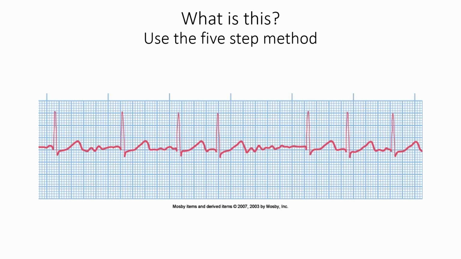Okay, so the first thing we're going to look at is what is my rate. So let's see. 1, 2, 3, 4, 5, 6, 7. 7 times 10 is 70. So my rate is 70. Then I want to look and see, is this regular or irregular? So you look at your R's. When you're looking here, you clearly see that this is irregular.